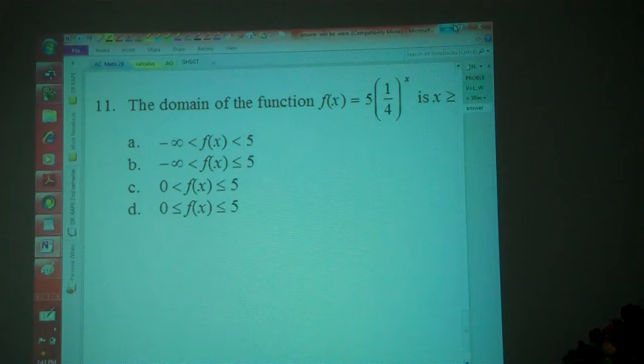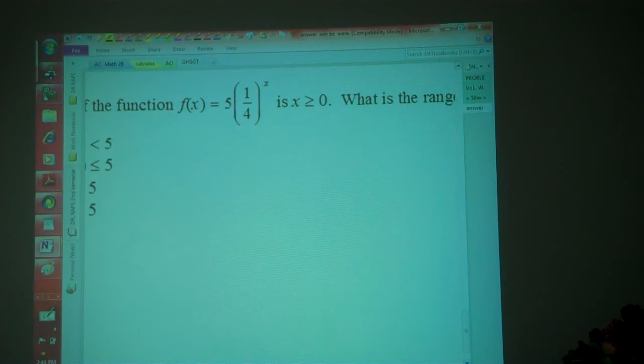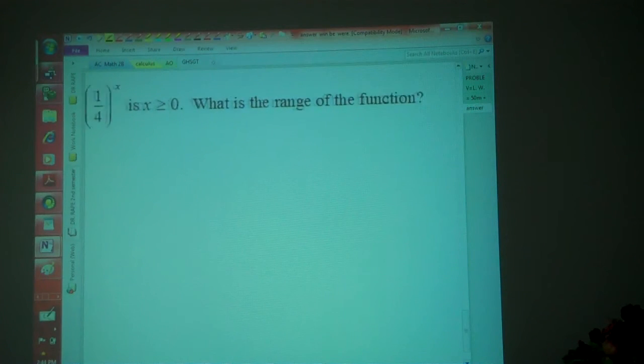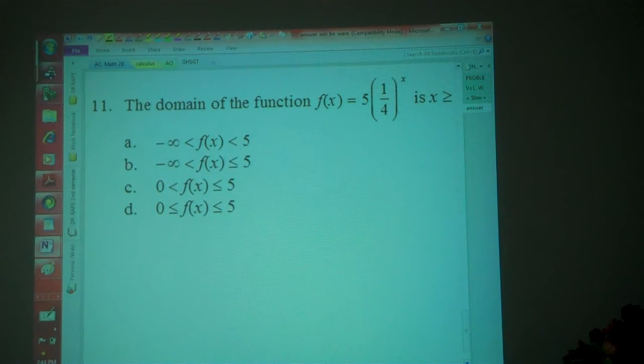Now, you're doing problem number 11. Problem number 11 says the domain of the function f of x equals 5 times 1/4 to the x power is x is greater than or equal to 0. What is the range of the function? Remember that domain is all the values of the x's. Okay? Domain is x's. It's asking you what y's or f of x is.